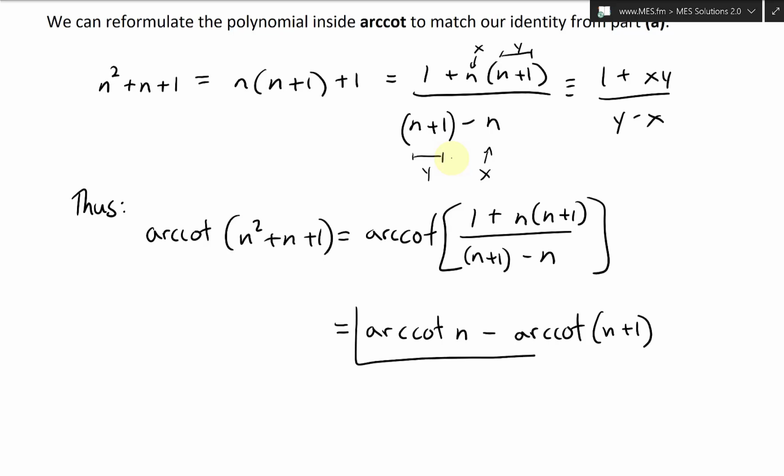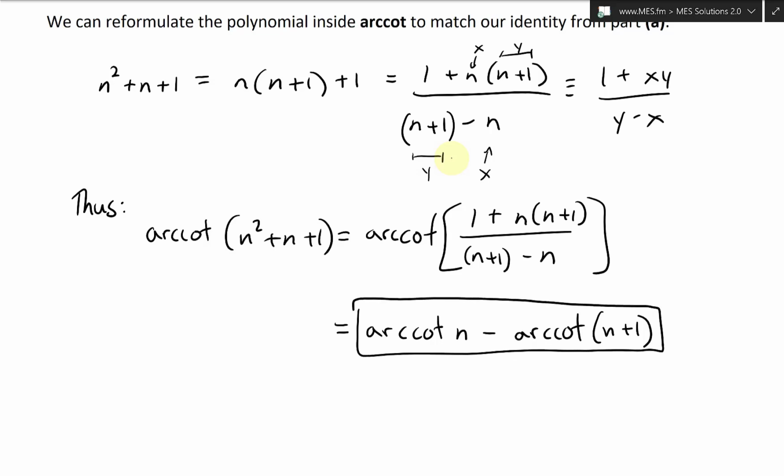And I'm just going to box this out. This is an important formula for this solution. All right, now notice what we have. This again looks like our telescoping sum setup.